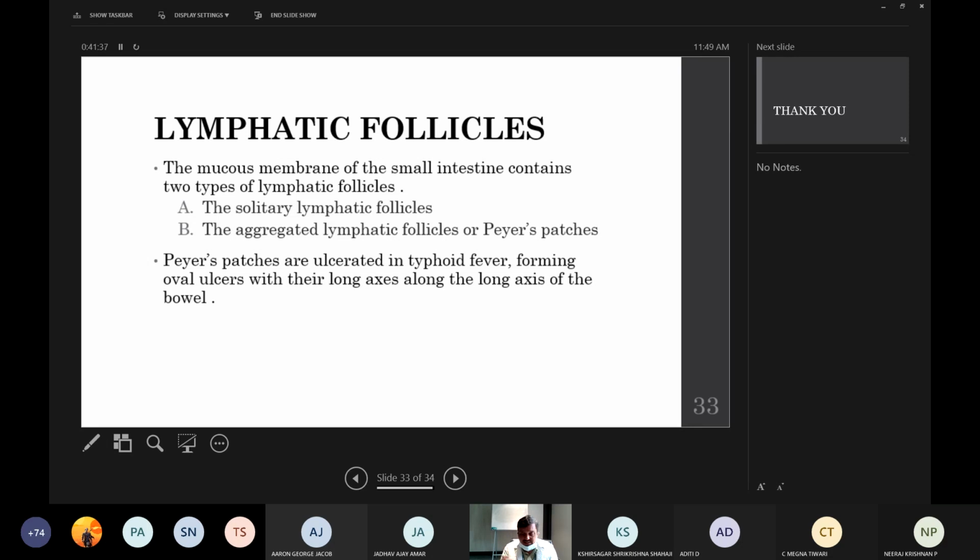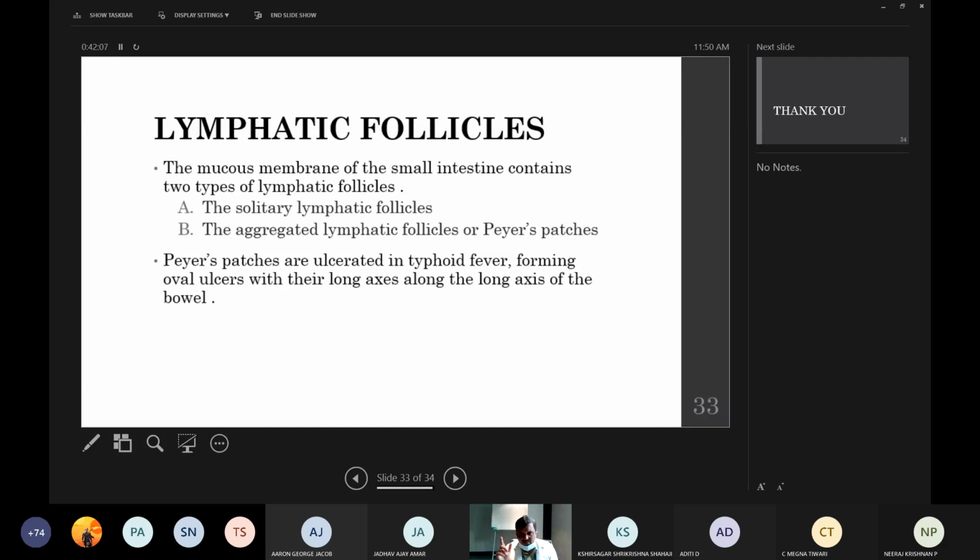They may present singly, which is called a solitary lymphatic follicle, or they may present in 3 to 4 in aggregate, meaning a collection, which is called aggregated lymphatic follicles. These lymphatic follicles are more numerous in the ileum. They are very much fewer in the jejunum, where we see almost only single lymphoid follicles, and they are absent in the duodenum.